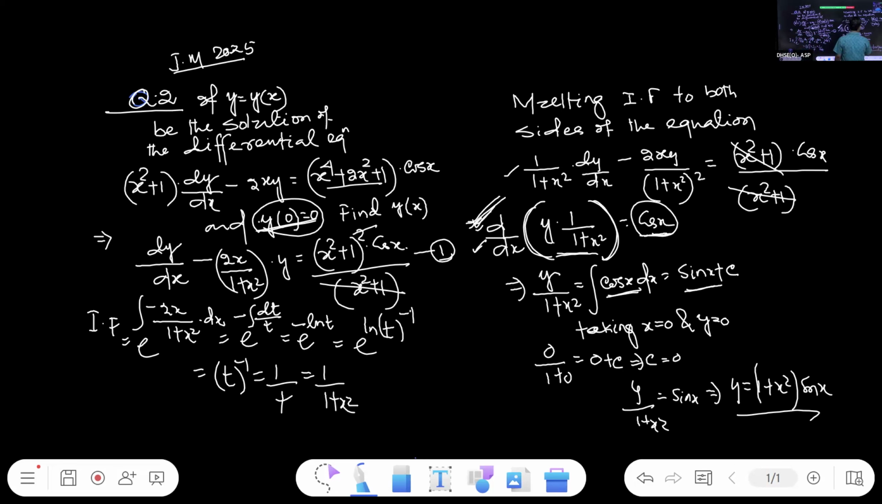Now put x equal to 0 and y equal to 0 in the solution obtained. If we substitute y equal to 0 and x equal to 0, the left-hand side will be 0 upon 1 plus 0, and the right-hand side will be sin 0 plus c. The value of sin 0 is 0, so 0 plus c. So c is equal to 0. So the solution obtained is y upon 1 plus x square is equal to sin x, or y is equal to 1 plus x square into sin x.